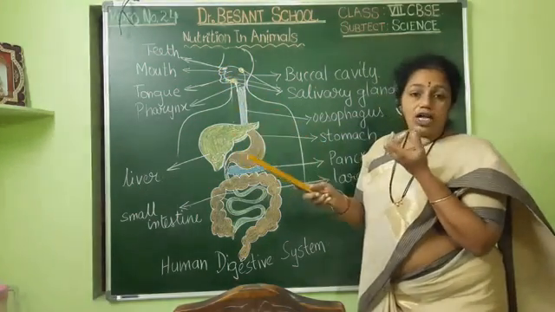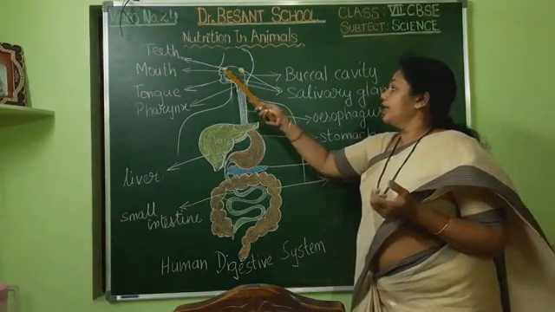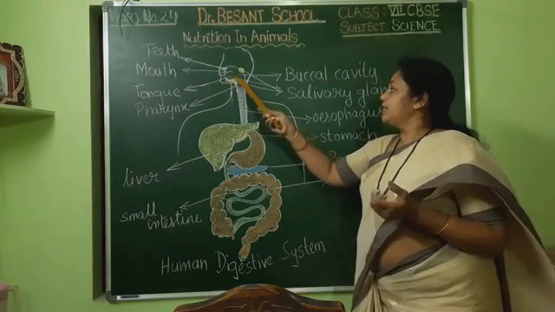And here we have got a long muscular tongue. All of you know this. This is the muscular tongue. Then here, at the back side, the food goes.